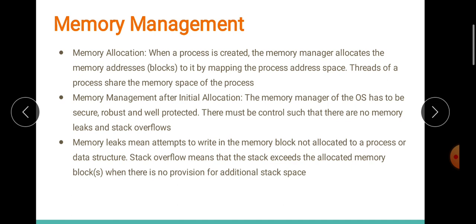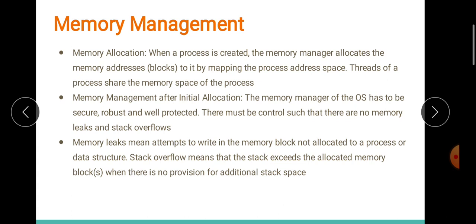In memory allocation, when a process is created, we said that we must know the memory and resources allocated with the process. So here the memory manager will allocate the memory address to it by mapping the process address space and all the details related to the process. Right? That stage is called memory allocation. You have a process created and the memory manager will allocate the memory address to that created process. That's it.